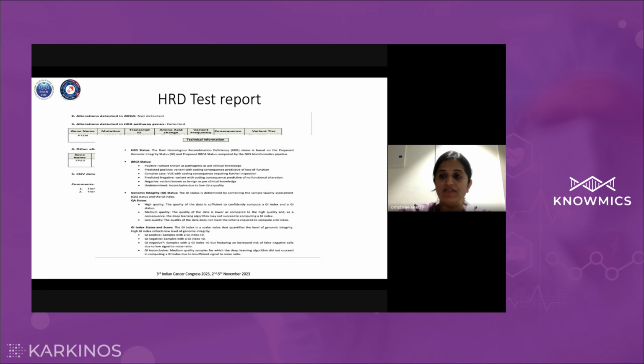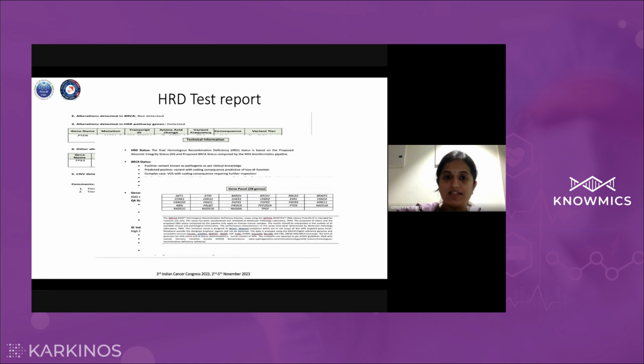This is the technical information which one needs to include in the report, which talks about what the HRD status is and what exactly it means. When you're saying BRCA status, it is derived differently: there is positive, predictive positive, complex case, predictive negative, negative, and undetermined. Also, when it comes to the genomic integrity score, the QA status talks about the quality of the DNA in your sample, and then the GI index status and the score. All this information is important to include in the report. Next, please.